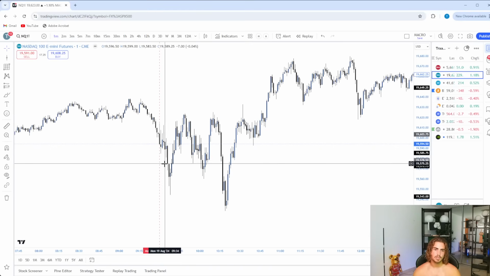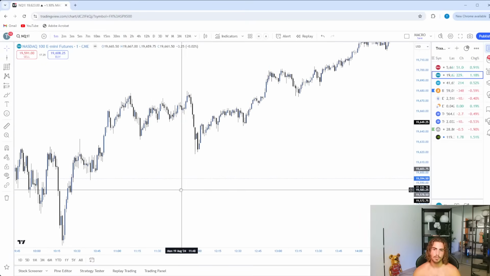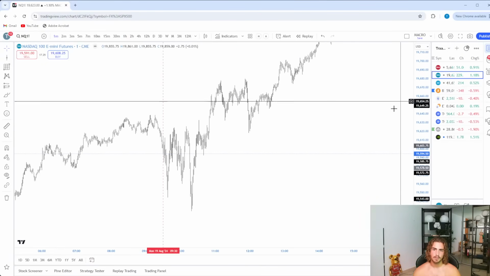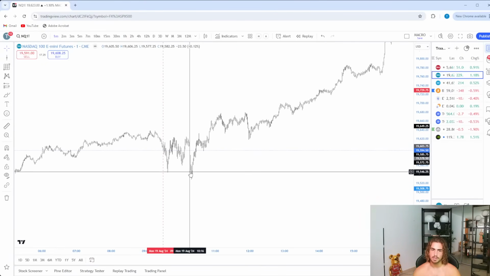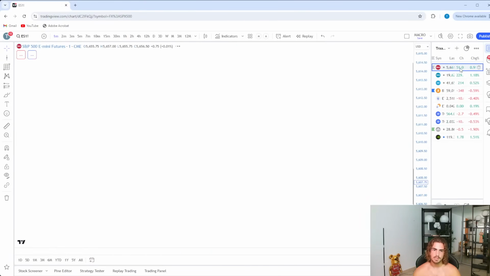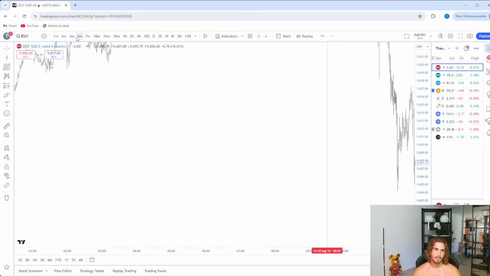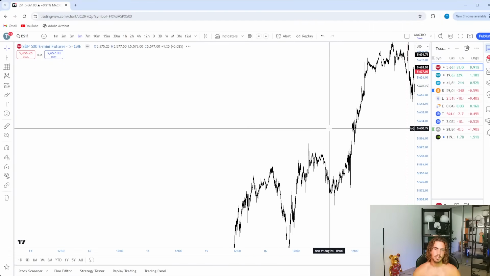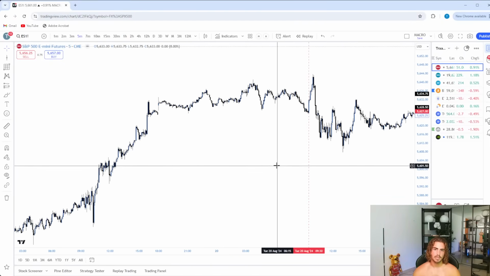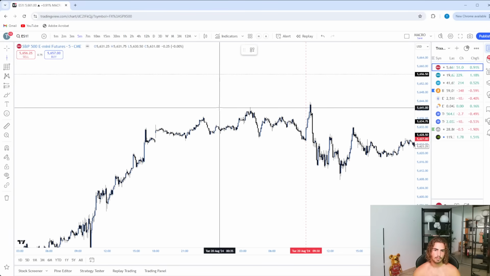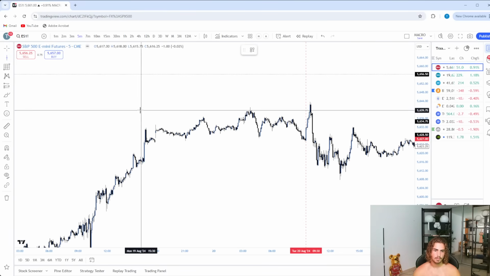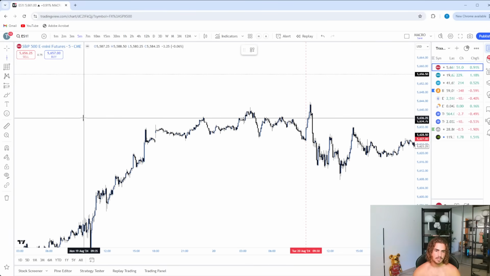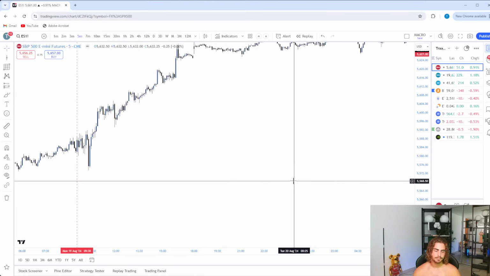Boom, again, what would you rather catch? Would you rather catch this leg up, which is literally going off the screen, or this leg up? Let's see ES on Monday. And again, it's not to scare you guys away from taking trades and all that, but it's definitely something for you guys to keep in mind.